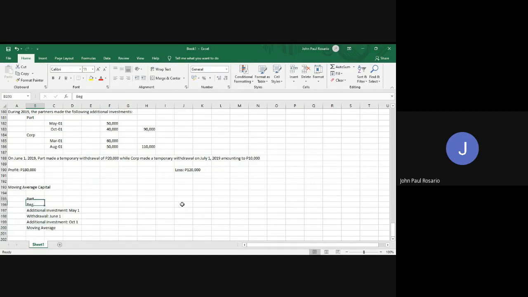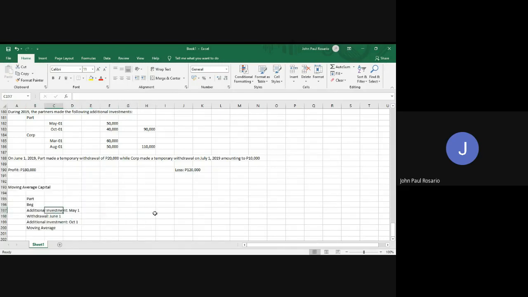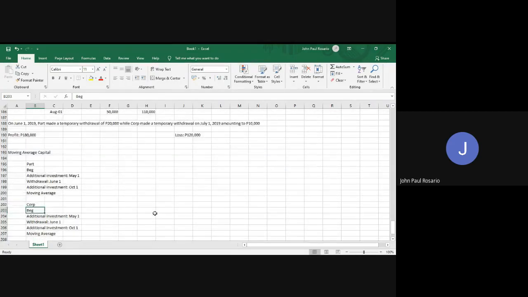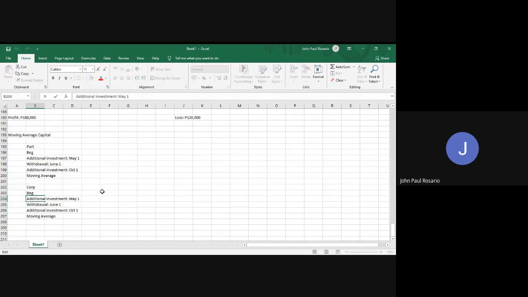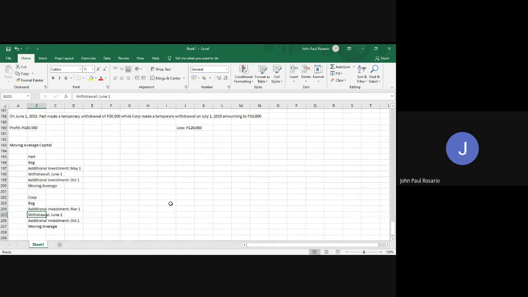So, we will do the same for Corp. Sorry. Corp. So, for Corp, okay, beginning, then additional investment. The additional investment is March 1. March 1. The withdrawal is July 1.